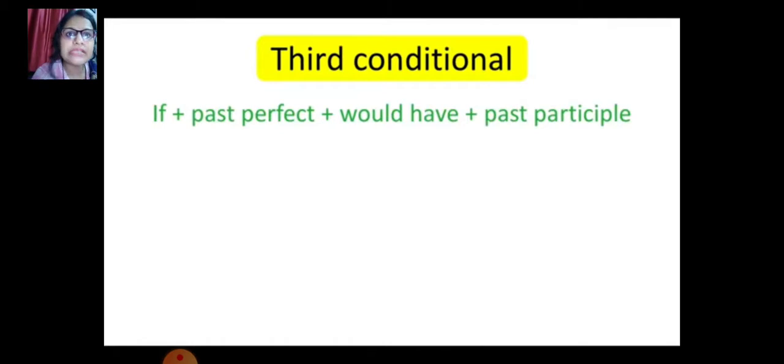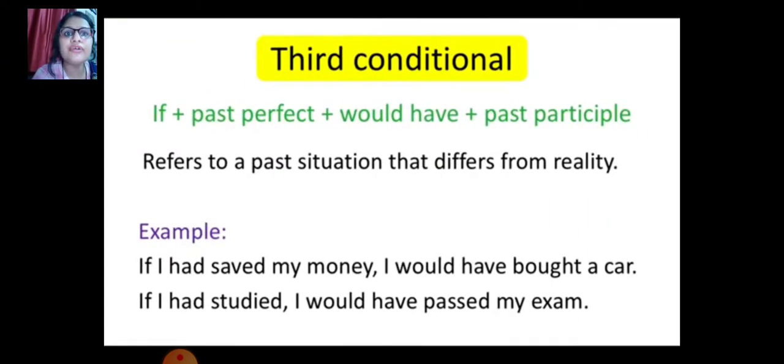If plus past perfect plus would have plus past participle. Let's see the example. First of all, it refers to a past situation that differs from the reality. We are talking about the past, but that is going to differ from the reality. It means whatever the second part of the sentence we are going to discuss, that must be different from that. If I had saved my money, if I had, it means I can't do anything right now.